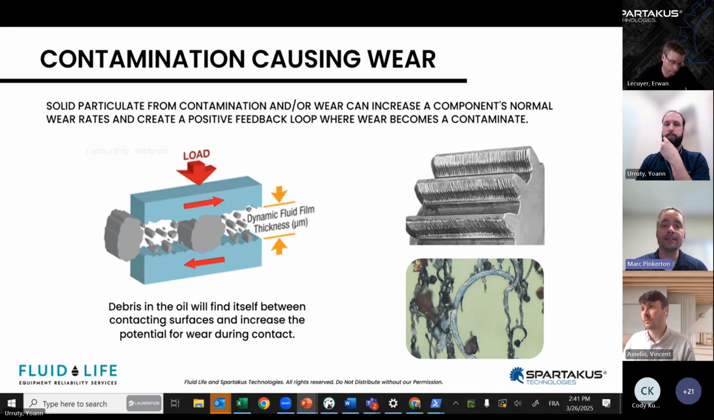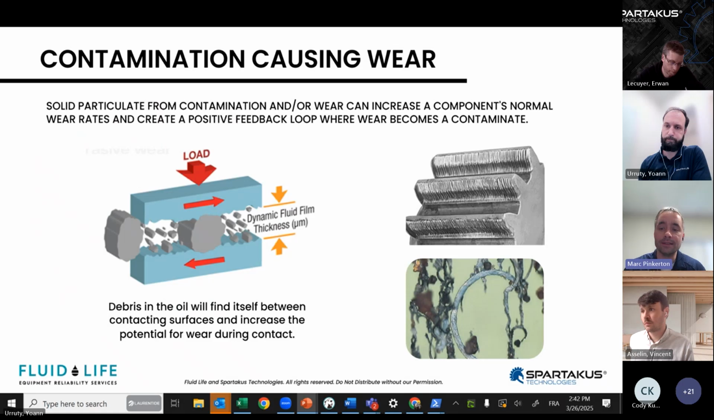And then finally, contamination causing wear. So lubricant cleanliness is super important. Depending on what component type you're looking at and the environment of operation, obviously you may not ever have the cleanest oil out there, but you want to try and limit the buildup of solid particulates.